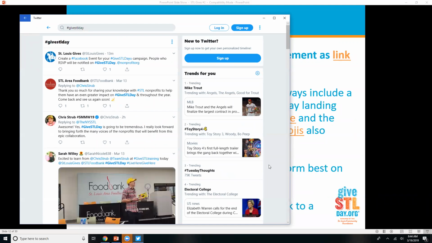Data, it's one of those things. Facebook's funny like that. When hashtags first came out, people hated it, right? They were like, hashtags on Facebook, that's so lame. People weren't using them. The data was showing they didn't work. It works now. So you can use hashtags on Give STL Day. People got used to it.